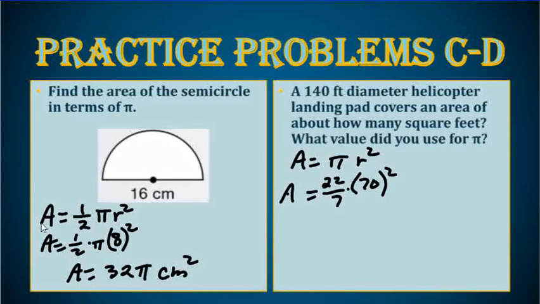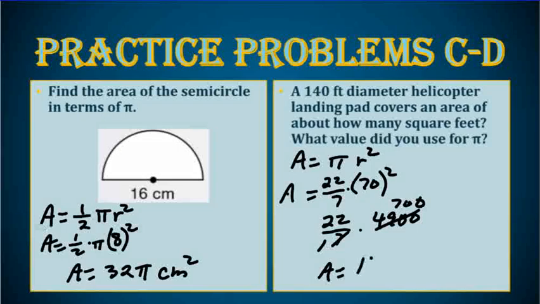So now I take 70 squared, which is 4,900. So now I have 22/7 times 4,900. I can divide a 7 in both places. And I have 700 times 22. I would get an area of 15,400, and this would be square feet.